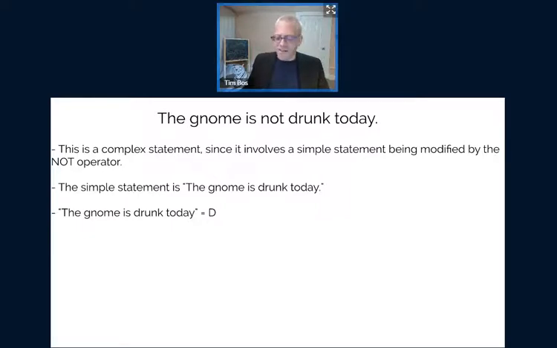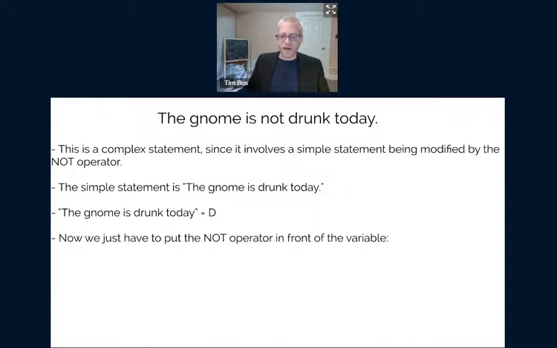Okay, the gnome is drunk today would be the simple statement, right? And then you put the operator in front of it and say not D or not G or not P, whatever you want it to represent the gnome is drunk today with, right? So negations, even though they are simple, sometimes they're a little bit tricky. You might wonder how to do it.